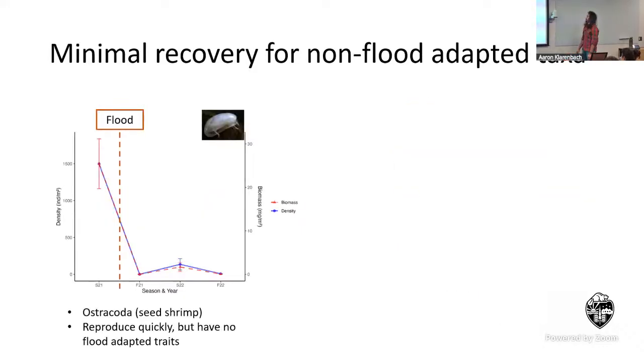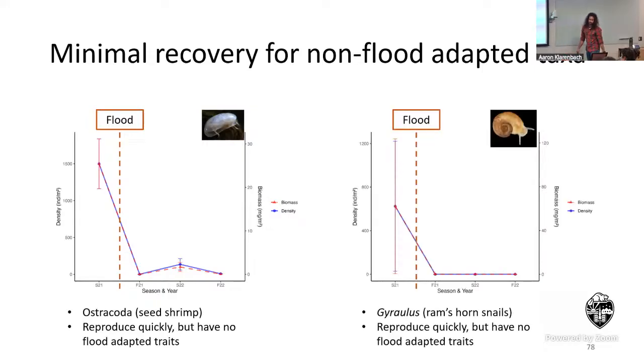And for our non-flood adaptive taxa, we have Ostracoda. They were pretty much devastated by the flood, not really returning to any pre-flood levels. They reproduce quickly, but they just don't really have a way to avoid floods or recolonize effectively once they're wiped out. And we have, I'm not trying to say that exactly, Gyraulus, the ramshorn snail, a similar story as with the Ostracoda. They kind of fall off completely after the flood.